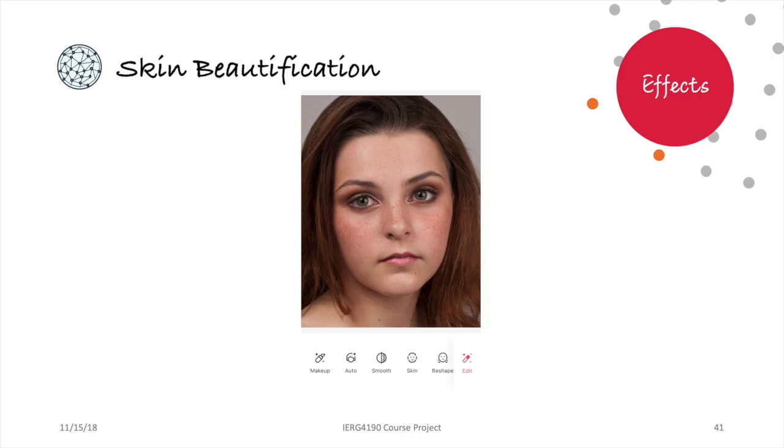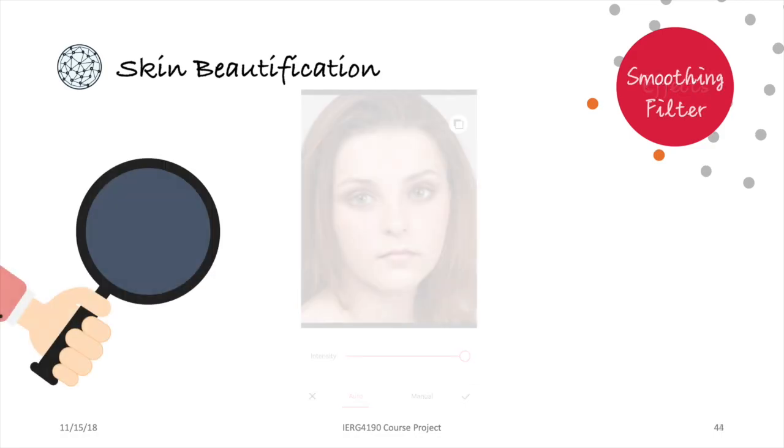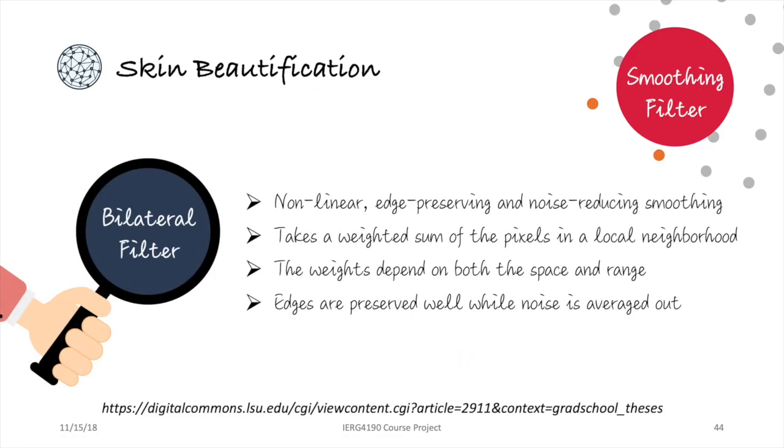One of the main reasons that people use photo applications like Meitu is that these applications can provide skin beautification functions. When we look at the user interface of Meitu, there is a function called Smooth. As the name suggests, it can smooth your skin and remove flaws such as spots and pimples. To do this, we need a smoothing filter. The bilateral filter is a commonly used technique.